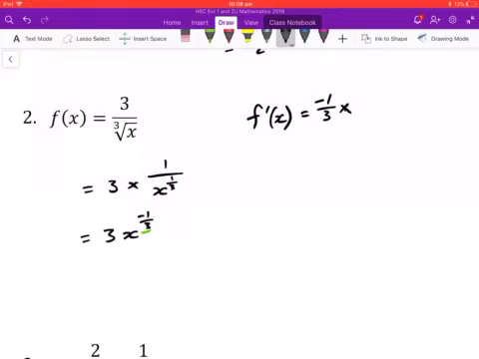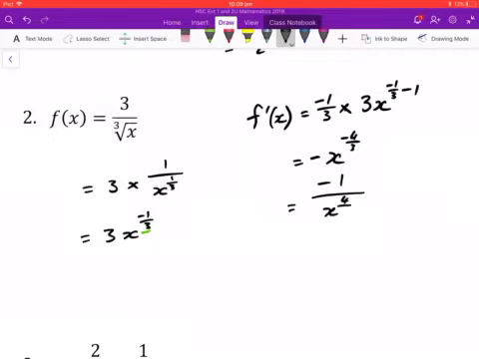Negative 1/3 times, the constant 3 is unchanged. 3x, now we've got to think about the power. It's negative 1/3 minus 1. Now, it just so happens that negative 1/3 times 3 is just negative 1. So it's going to be negative x to the power of negative 1/3 minus 1, which is negative 4 on 3. All right, so now the negative power means it's going to be over x to the 4 on 3.